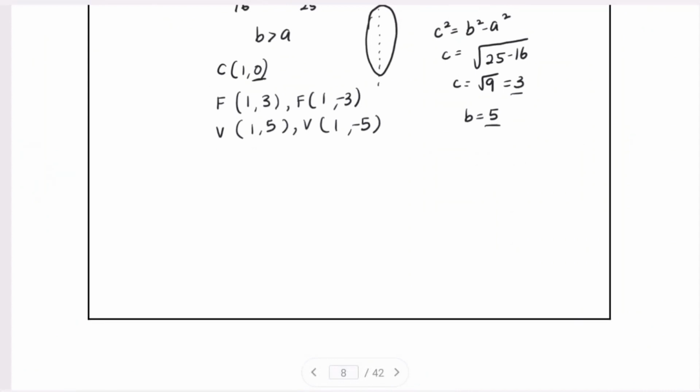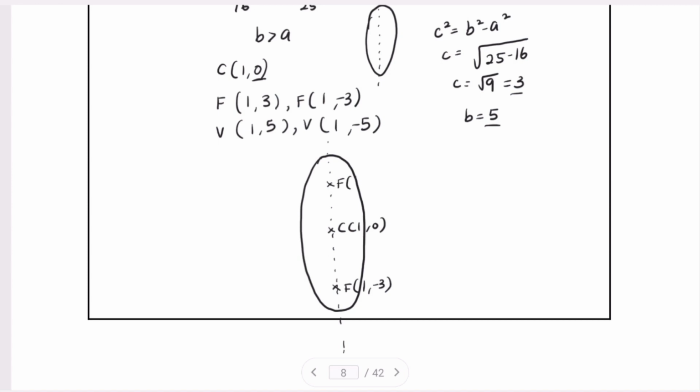Okay, so we're going to sketch the graph. So we already know the shape will be something like this. Right, so make sure the coordinates are aligned, roughly like that. So our center is 1, 0. And then our foci down here is 1, negative 3. Foci over here is 1, 3. And the vertex over here is 1, negative 5. And at the top, 1, 5.